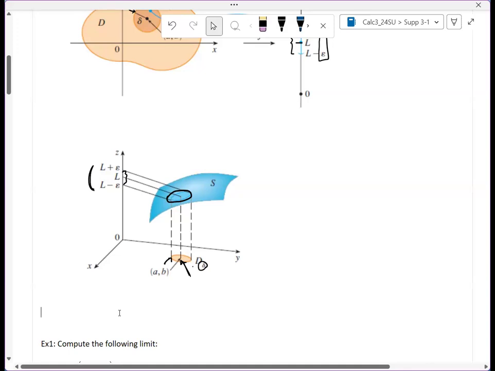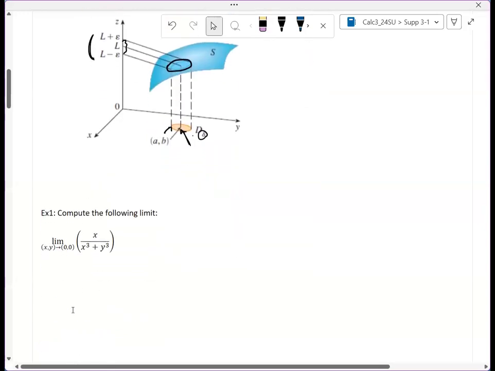So again, this is completely analogous to the one-dimensional example. If that's not ringing a bell, take a look back at, I believe, chapter 3 in Stewart Calculus. Take a look back at the precise definition of a limit. Actually, it was chapter 2, sorry. Look at the one-dimensional case and compare it to the two-dimensional case.